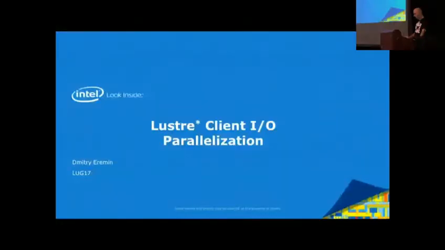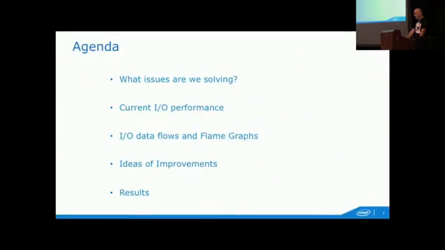Hello everyone. Today I'd like to talk about the Lustre client I/O performance. First of all, I'd like to show the current I/O performance, then analyze the internals, data flow, and how we process I/O internally, showing flow graphs of this process. Then I will talk about ideas on how to improve this, and finally you will see the result of this work.